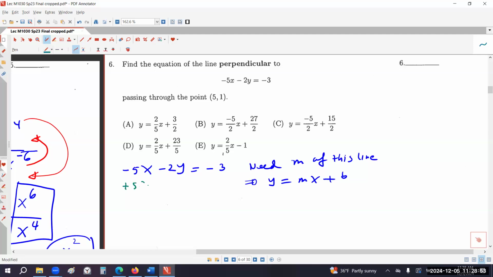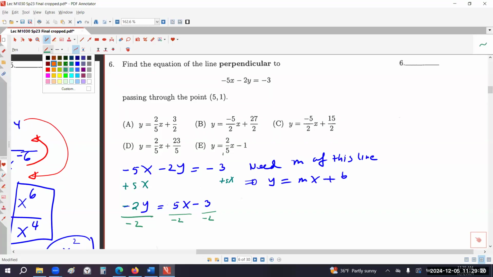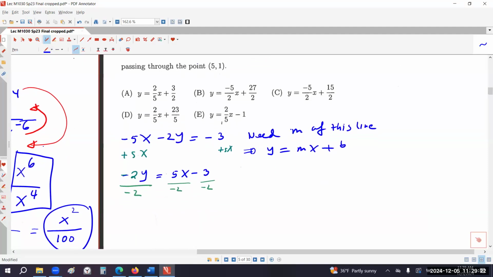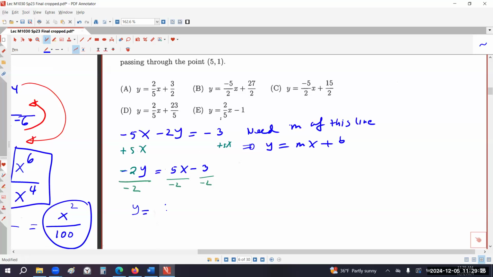So you can add 5x or 2y, it doesn't matter. We get negative 2y is 5x minus 3. We want the y to be alone, so I divide everything individually by negative 2. That tells us our y is negative 5/2 x, positive 3/2.